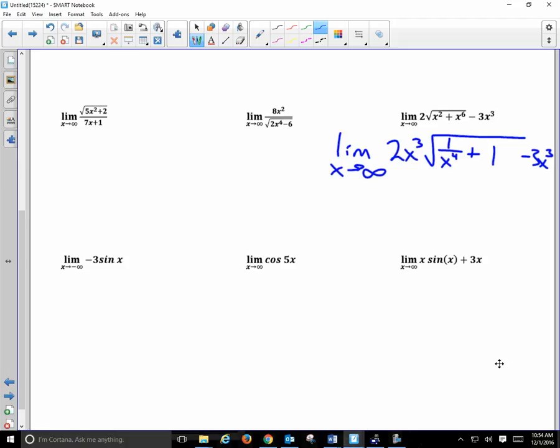It's a little bit different because now I've really got 2 terms left, right? I've got 1 term and I've got a second term. What should I take out of both of those? Yeah, I'm going to take out an x to the third. So I take out an x to the third. I'm left with 2 times the root of 1 over x to the fourth plus 1 minus 3.